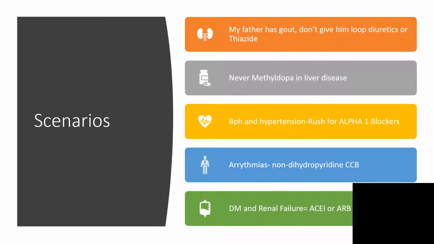Okay, this elderly man is hypertensive but also has diabetes mellitus and renal failure. Okay, go for ACE inhibitors or angiotensin receptor blockers.